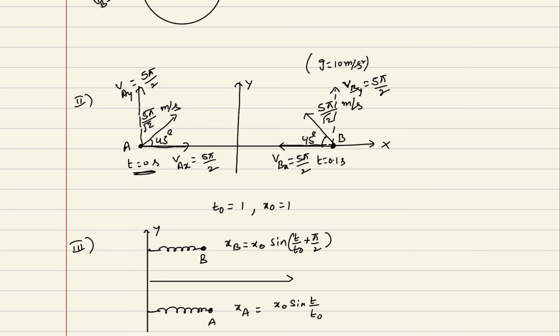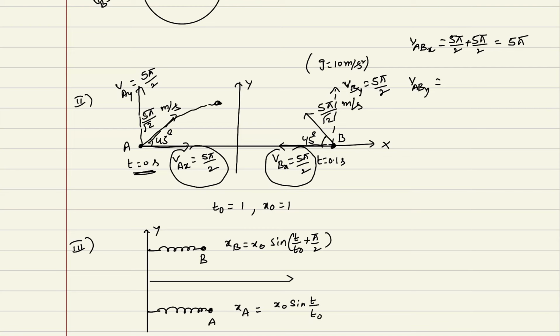You know that there won't be any relative acceleration along the x-axis, so you can write the velocity of A with respect to B along the x-axis. Both are moving in the opposite direction. You get 5 pi by 2 plus 5 pi by 2, and that value is 5 pi along the x-axis. Now the velocity of A with respect to B along the y-axis. Along the y-axis, you can write the velocity of B at any time t. These are the velocities along the x-axis, and the velocities along the y-axis will be like this.